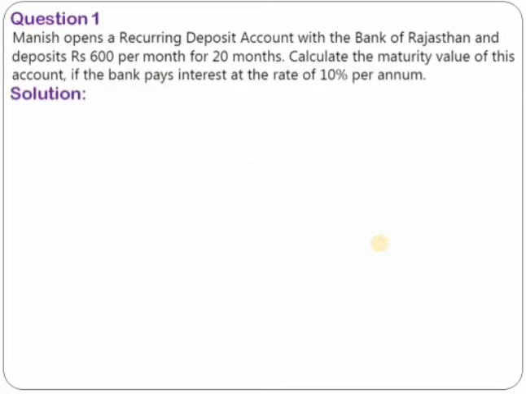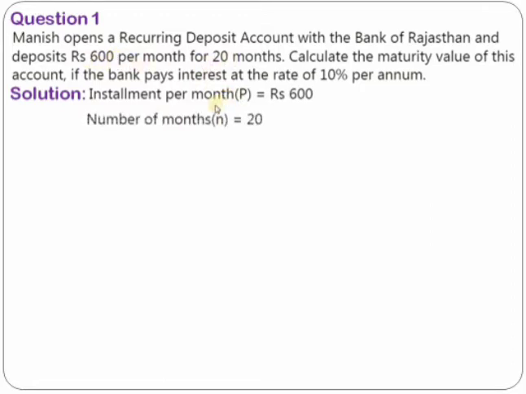If you have understood the formulas, let's begin with this problem. Your first question from the first exercise on banking says: Manish opens a recurring deposit account with the Bank of Rajasthan and deposits 600 per month for 20 months. So basically there's a person whose name is Manish and he is depositing rupees 600 every month. So this 600 is the monthly installment, that is P. And he is depositing for 20 months. That is the number of months, small n is given to be 20 here.